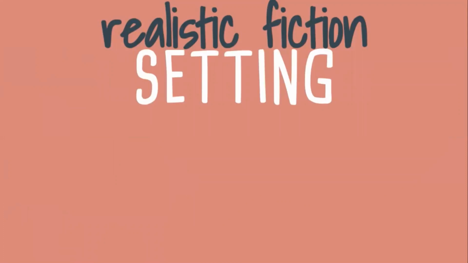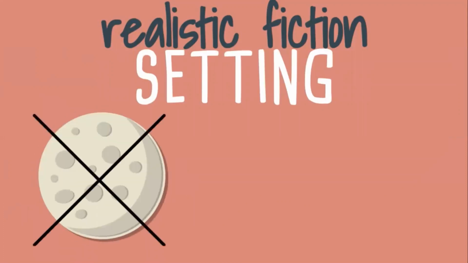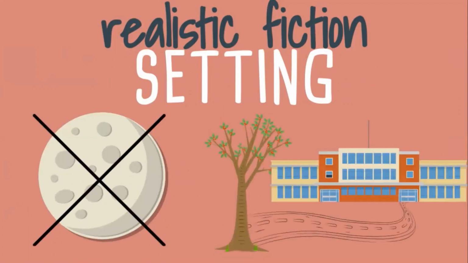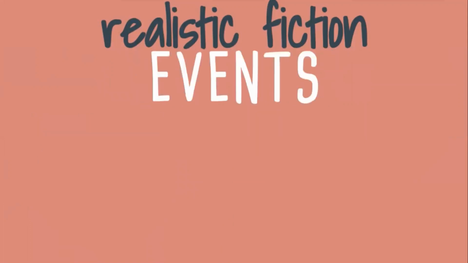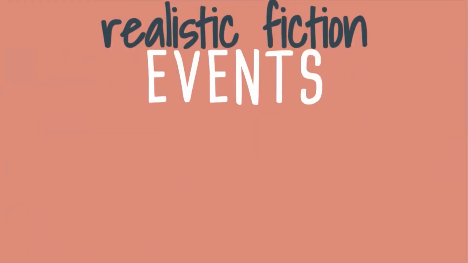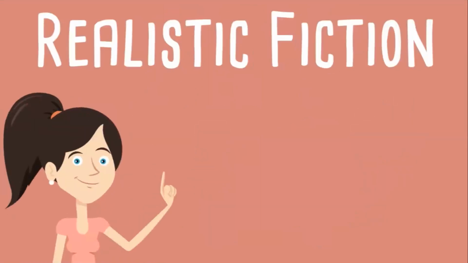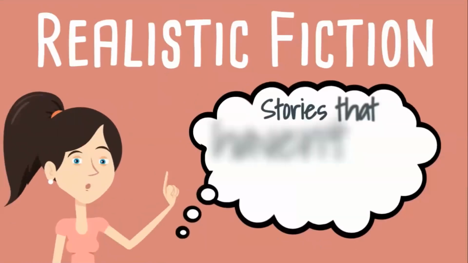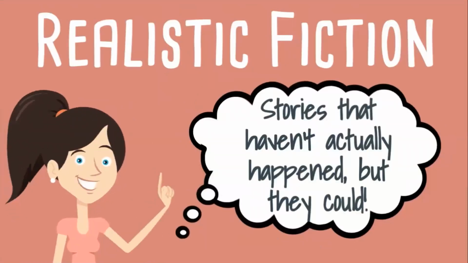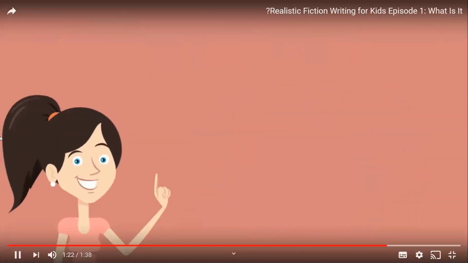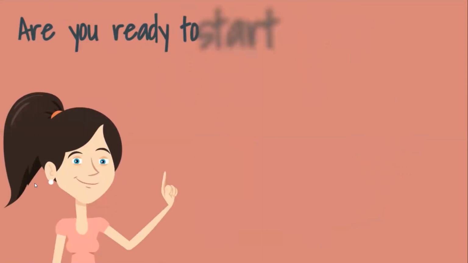The same is true for the setting. A realistic fiction story wouldn't take place on the moon because that's not realistic. It may take place in a park or at a school. The events that happen in the story are also realistic. The problems that the characters face are real problems that could really happen to real people. So when we write realistic fiction, we use our imagination to create stories that haven't actually happened, but they could. Are you ready to start writing your own realistic fiction story?